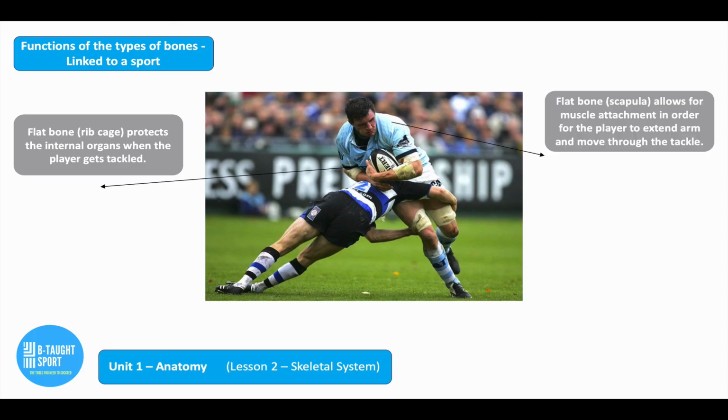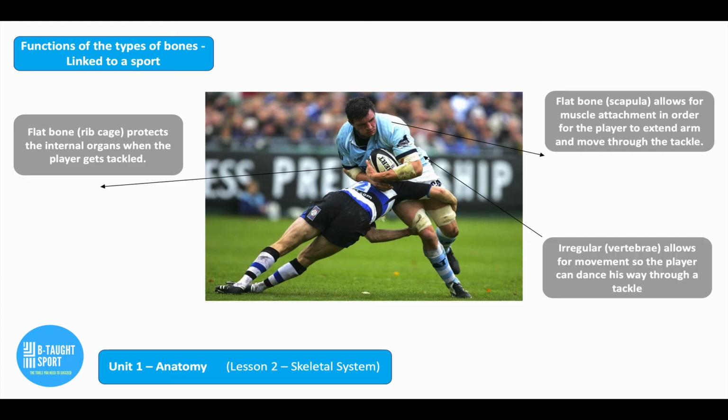Another one, flat bone, which is the scapula, and this allows for muscle attachment in order for the player to extend their arm and move through the tackle. So again, I get 1 mark for recognising the bone, flat bone, which is scapula, and then I get 1 mark for recognising what function is happening at that time. And finally, I've put an arrow to his back, and I've said this is the irregular bone, which is his vertebrae. This allows for movement so the player could dance his way through a tackle. I could have also said this could allow for protection for his spinal cord.